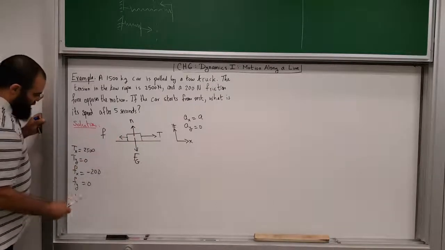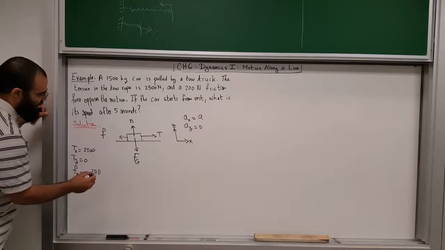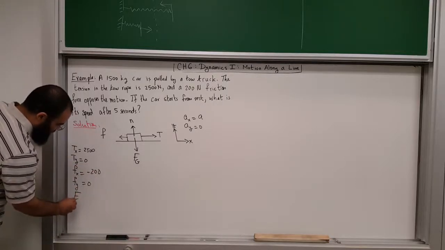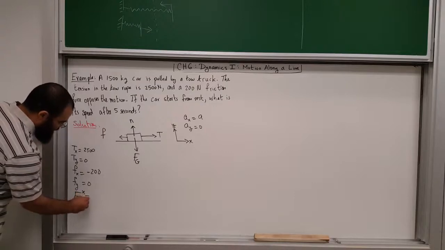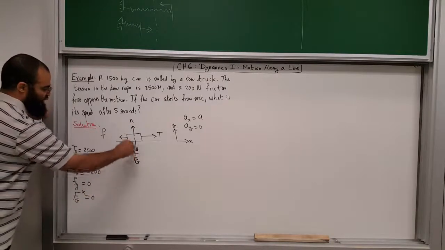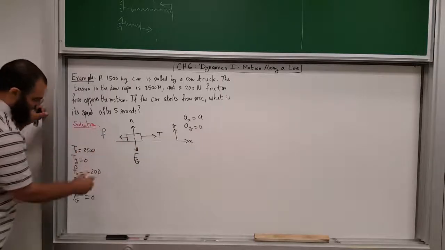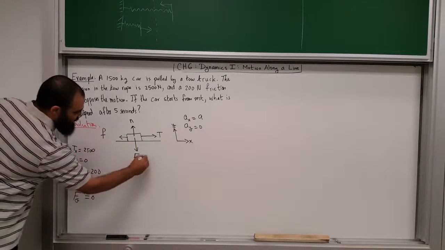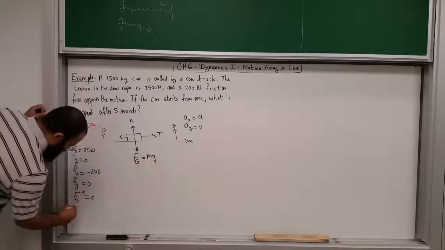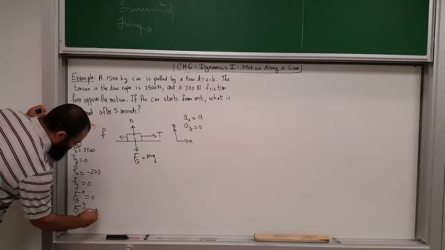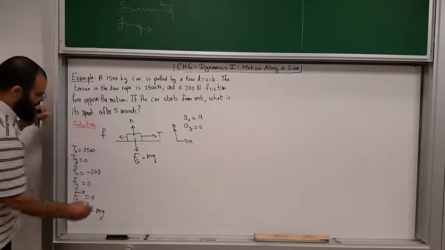Okay? Now, the force of gravity: the x component is 0. Force of gravity is pulling you straight down. Gravity is not this way or this way, it's just straight down, and it is equal to mg. The y component of gravity is minus mg because it's in the negative y direction.